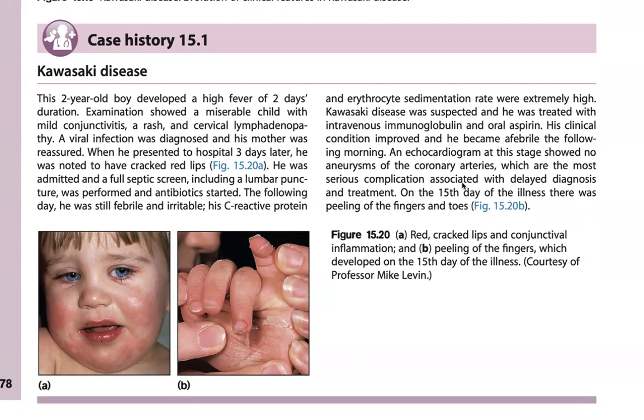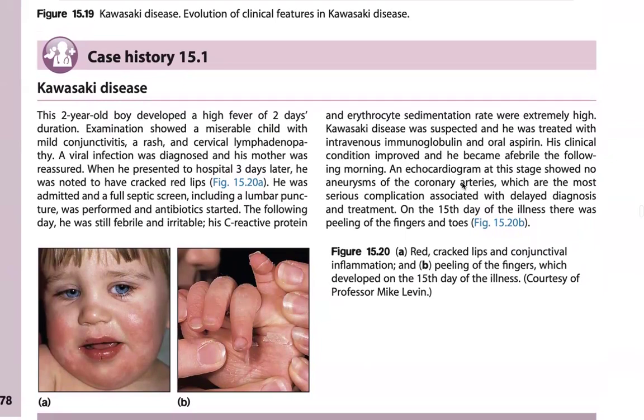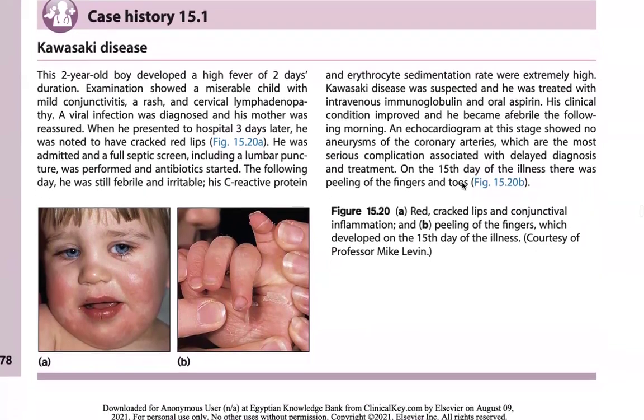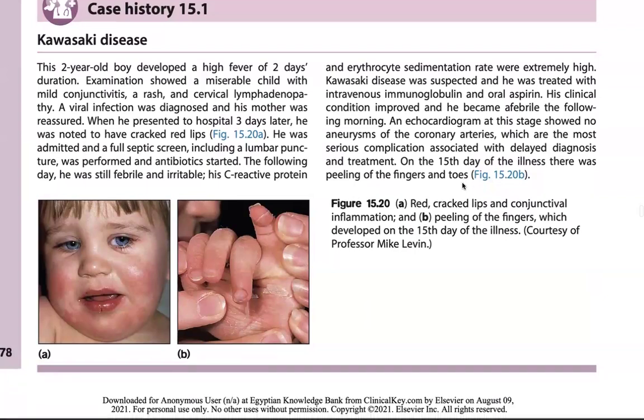The following day, he was still febrile. His CRP and his ESR were extremely high. Kawasaki disease was suspected and he was treated with IV immunoglobulin. His clinical condition improved and he became afebrile the following morning. Echo of his chest showed no aneurysm in the coronary arteries, which are the most serious complications associated with delayed diagnosis and treatment. On the 15th day of the illness, there was peeling of the fingers and toes.